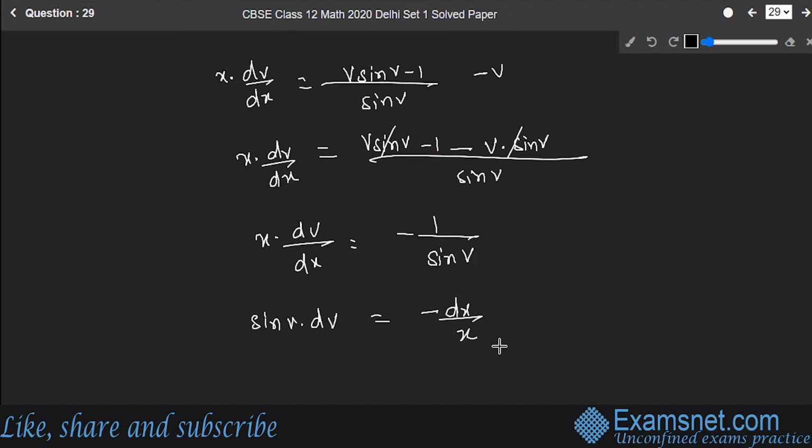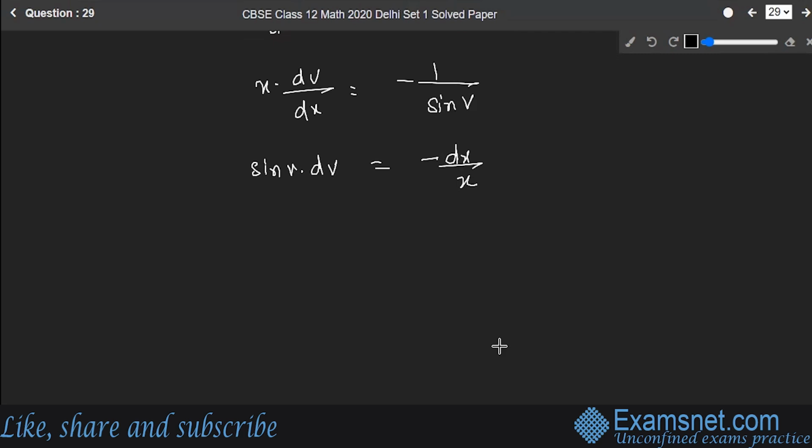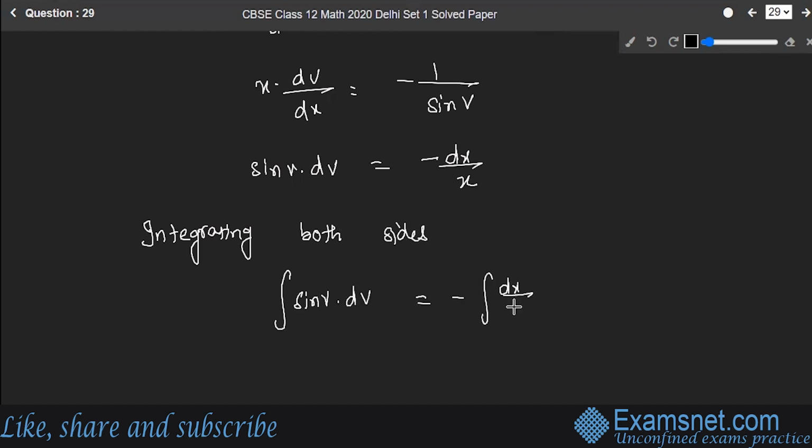Now you have to solve for y. Actually, we have to eliminate the d thing, the differentiate thing. That means what we have to do? We have to do the integration. So integrating on both the sides, you have integral of sine v into dv is equal to minus dx upon x.